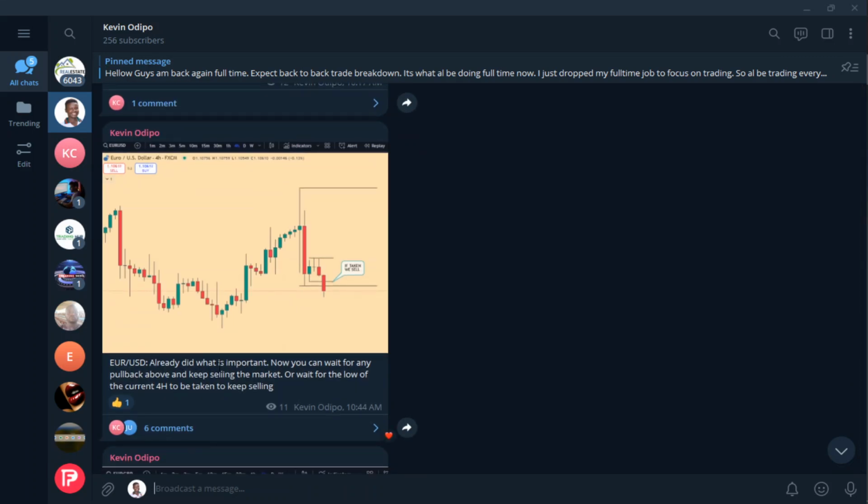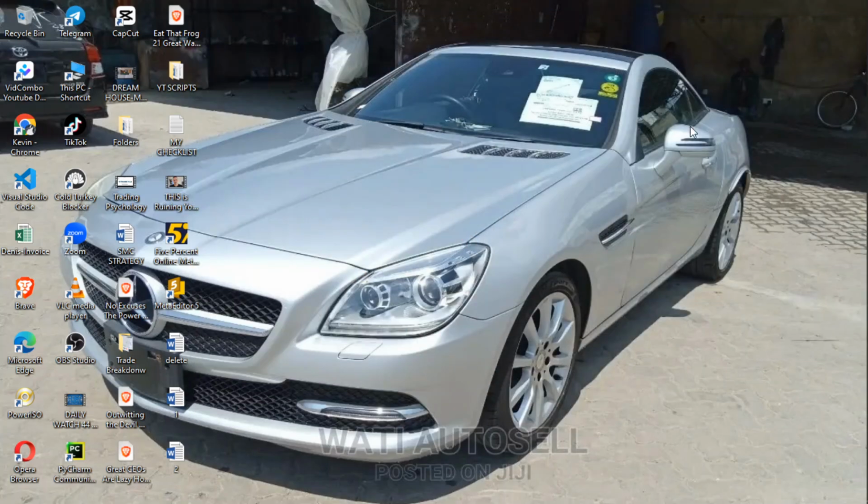EURUSD already did what is important. Now you can wait for any pullback above and keep selling the market, or wait for the low of the current 4 hours to be taken to keep selling. So that was the trade idea that was shared there.